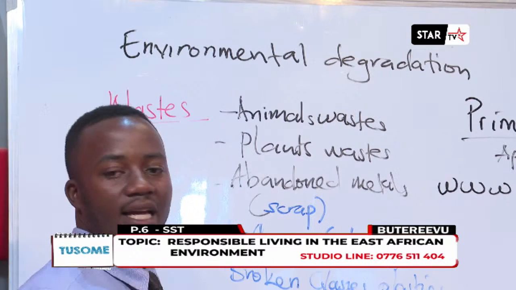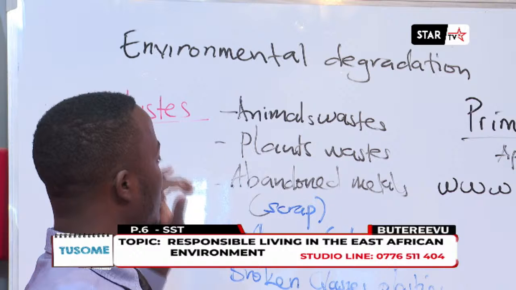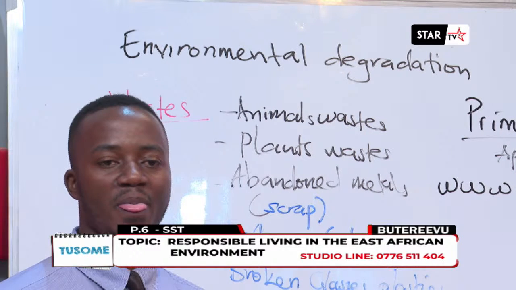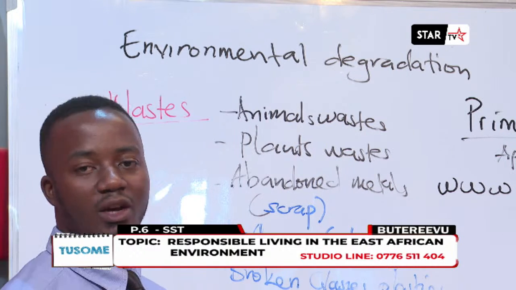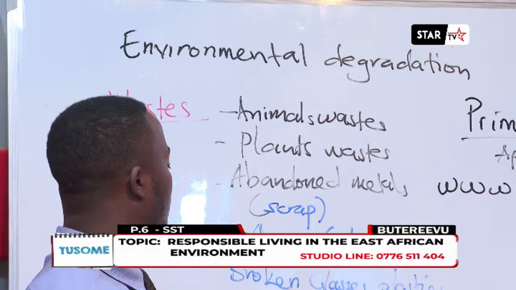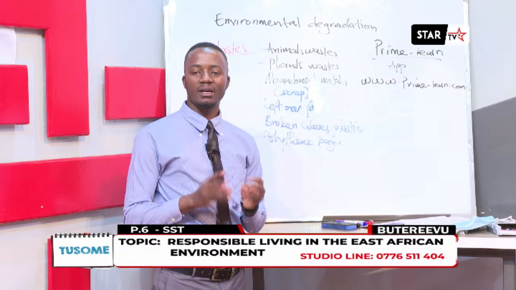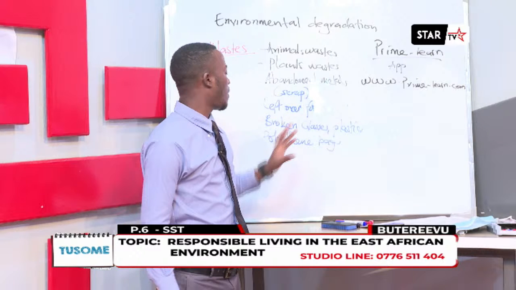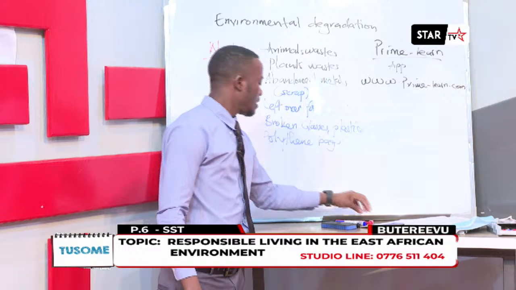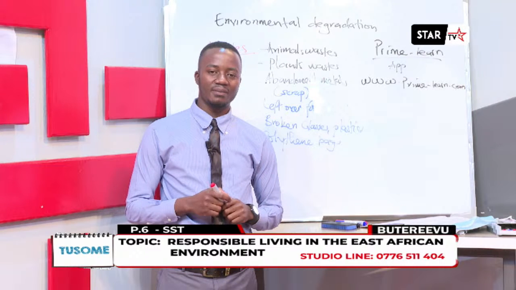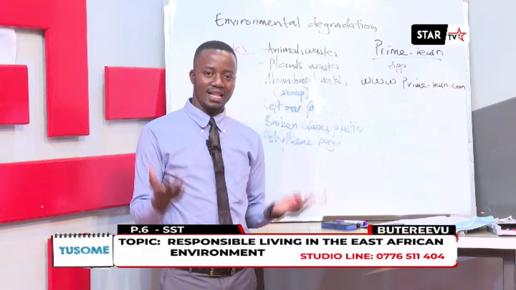These are wastes. And we have animal wastes, plant wastes, abandoned metals, which we call scrap, that you pick mostly in holidays, leftover food, broken glasses, plastics. Most of those are broken plastics. We don't need them. Polythene bags. These wastes are of two types. These types are as follows.